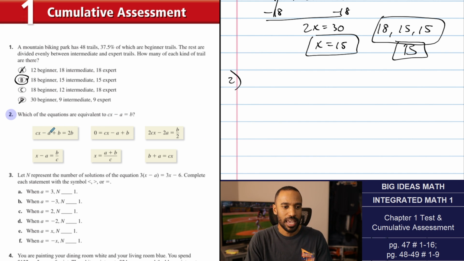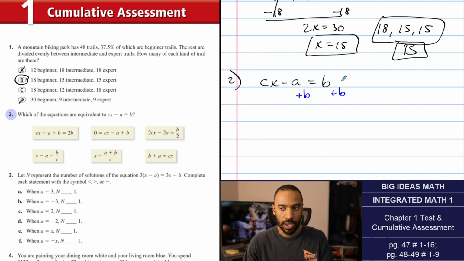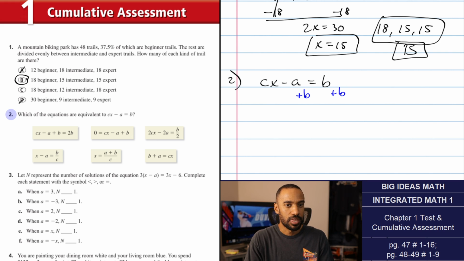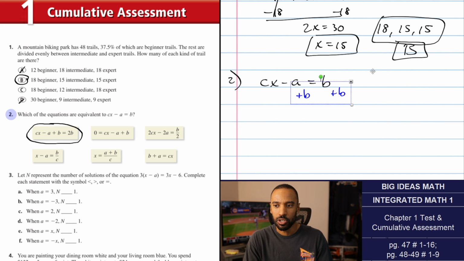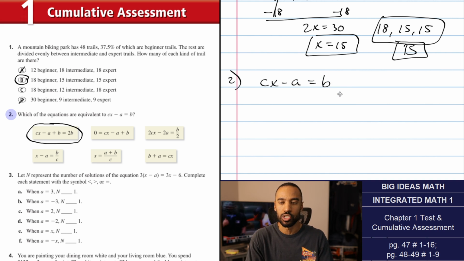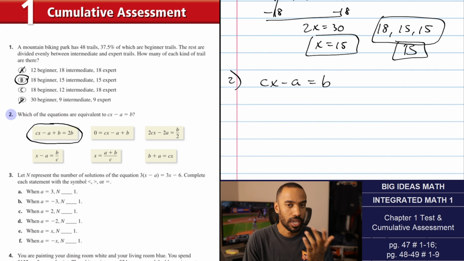Check out the first one. CX minus A plus B equals 2B. Well, the original equation said CX minus A equals B. Notice that they clearly added B to the left side of the equation. If I add B to the right side of the equation, what do I get? I get 2B. So this first one works. Does it lead me toward an answer of solving towards something? Maybe not. They're just asking you, are they equivalent? The answer is yes, these are equivalent, and that's the whole point. You can do anything to one side of the equation as long as you do it to the other side. This is an important topic to really make sense of.